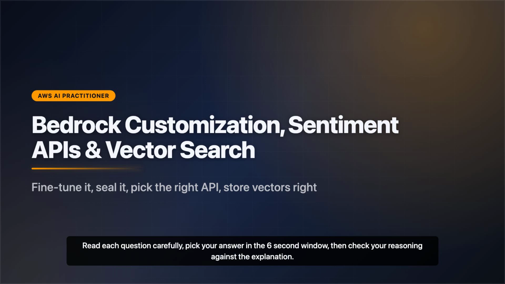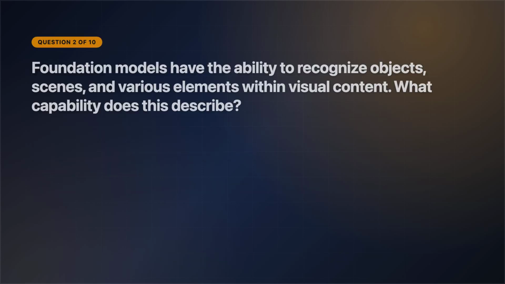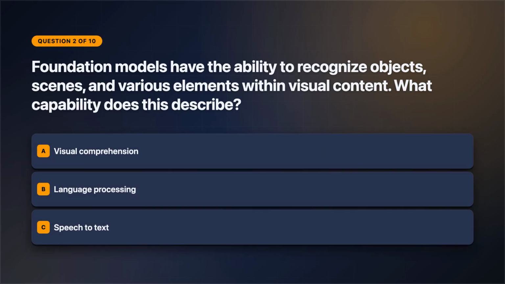Read each question carefully. Pick your answer in a 6-second window, then check your reasoning against the explanation. Let's dive in. Keep a running tally. We compare scores in the comments afterwards. Here we go. Question 2 is up.